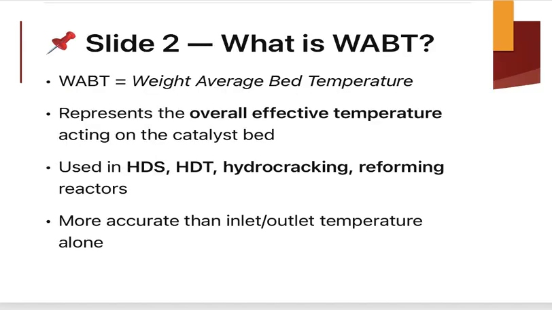What is the weight average bed temperature? The weight average bed temperature represents the overall effective temperature acting on the catalyst bed used in the hydrocracking unit, in the hydrotreating unit, hydroprocessing, okay, and the reforming reactors in the first part of the hydrogen production plant, more accurate than when you calculate inlet and outlet temperature delta T, okay.